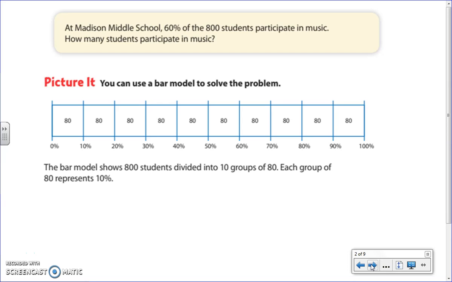At Madison Middle School, 60% of the 800 students participate in music. How many students participate in music?